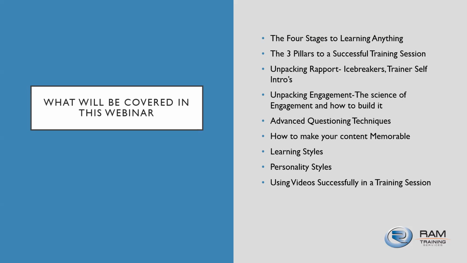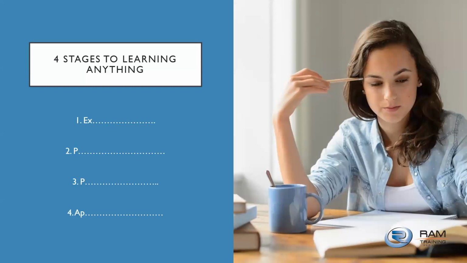It's probably a good idea. Then learning styles and how that will impact your training sessions, and personality styles, and how you can work with the personalities you have in your training room to get optimal outcomes. Last of all, using video successfully in a training session. That's not something we can just assume is automatically going to go well. There's a number of components that come into using video successfully. All right. So let's jump into the 4 stages to learning anything.